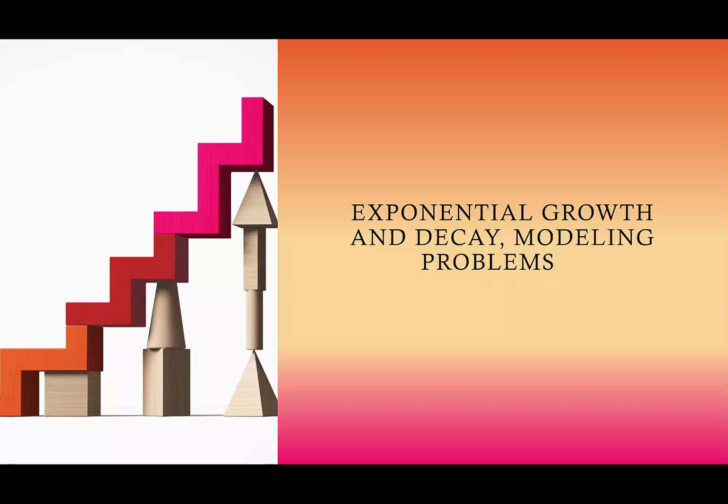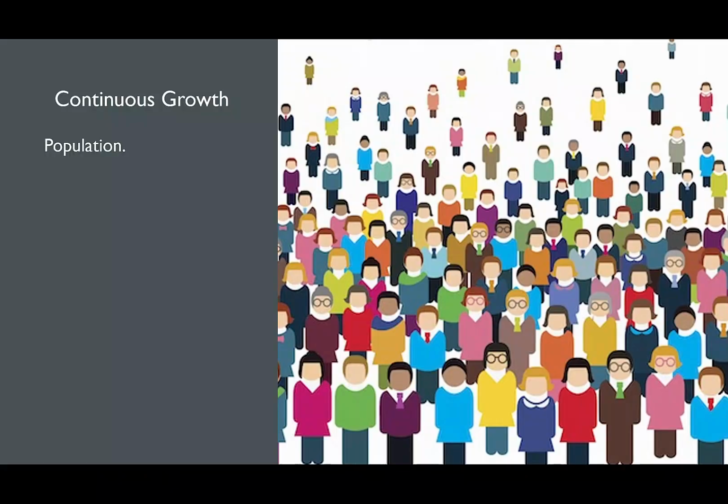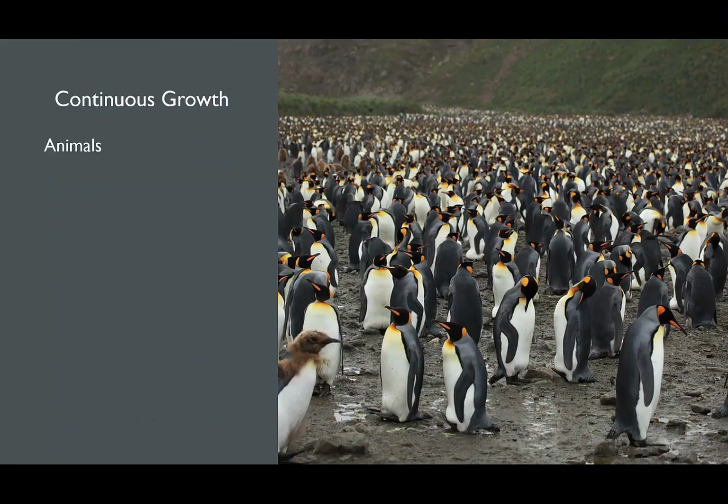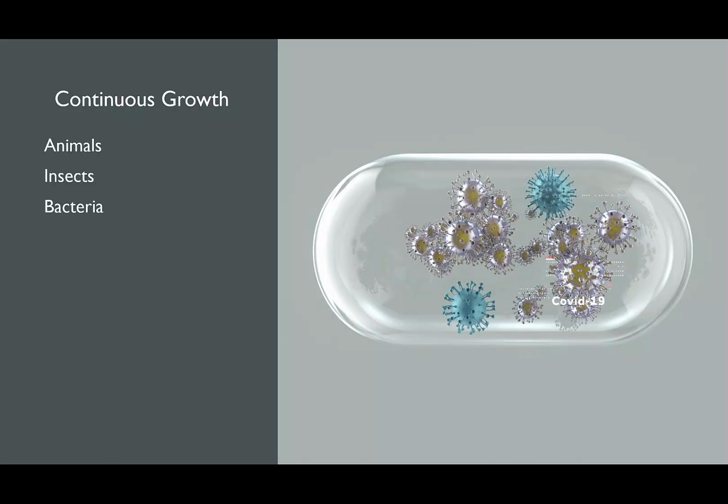Hi everybody, today we're going to talk about exponential growth and decay in modeling problems. A substance that grows every second of every minute of every day is said to grow continuously. Continuous growth affects population. That could be for a city, a state, or an entire country. But continuous growth does not only apply to people. We can use it to model populations of animals, insects, and bacteria.